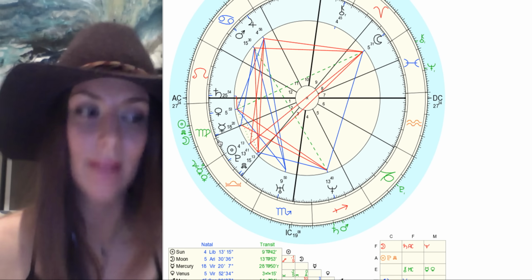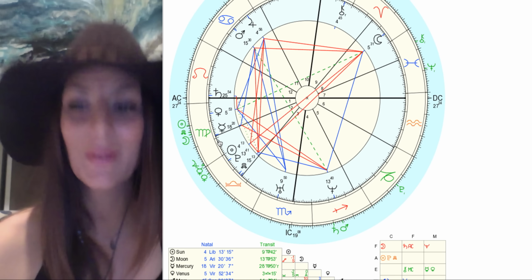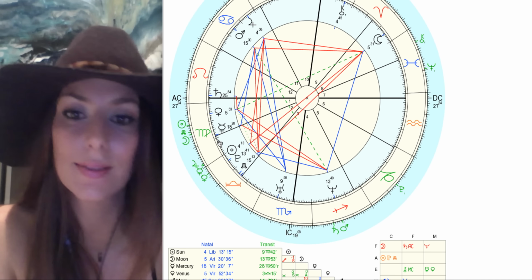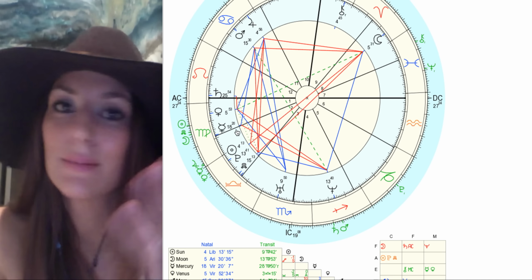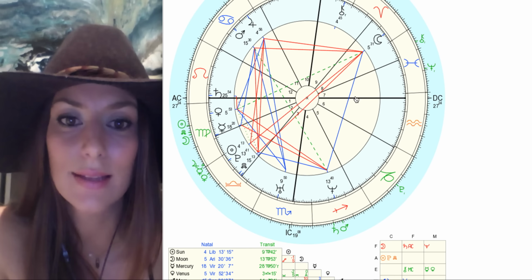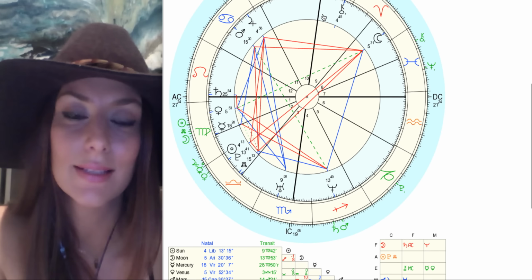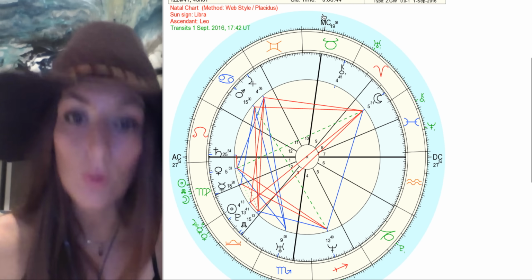So at any rate, we're not going to get into houses right now. It's a big controversial topic for a lot of people. Personally, I just use what works, and for me, the Porphyry house system works. So the Porphyry house system, just to explain it, the angles stay the same. So ascendant, descendant for me still stays at 27 degrees of Leo and Aquarius. IC, MC still stay at 19 degrees of Scorpio, Taurus.